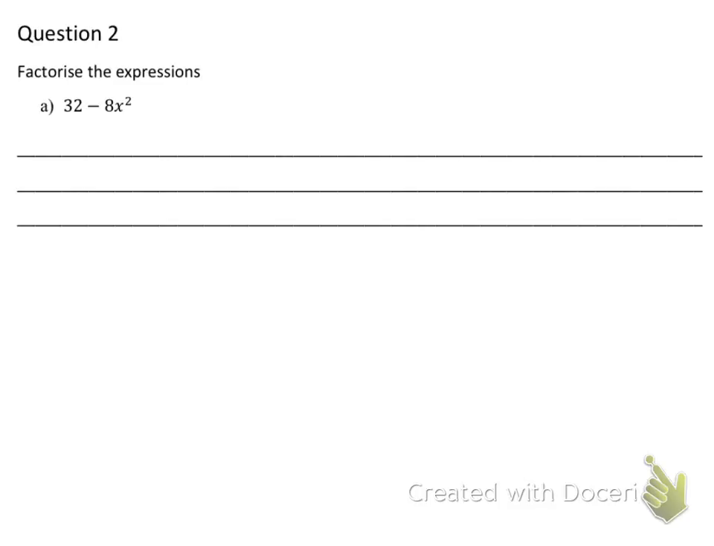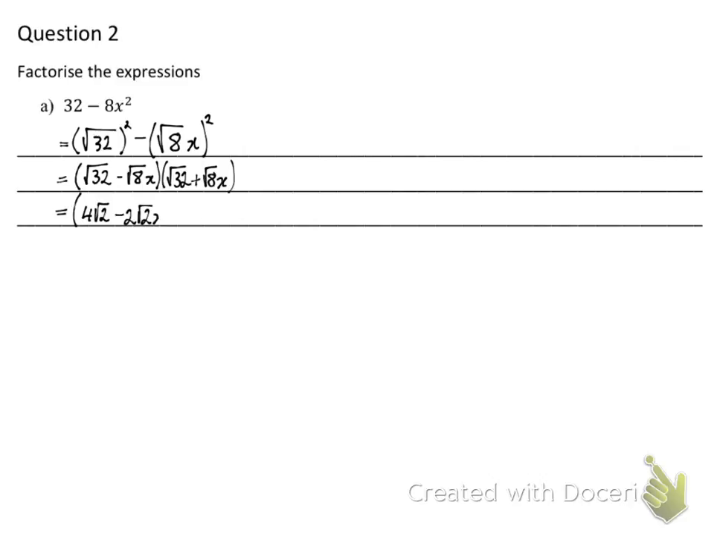Okay, question 2. Let's factorize the expressions. Alright, so this is a difference of two squares structure, 32 minus 8x squared. So we get the square number of both parts. So to make 32 a square number, you've got to square root 32 and then square. And then we put it in the difference of two squares pattern and then simplify the thirds. Just like so.